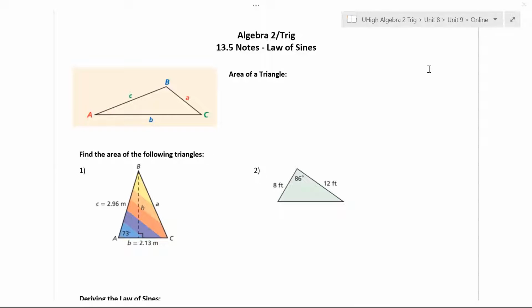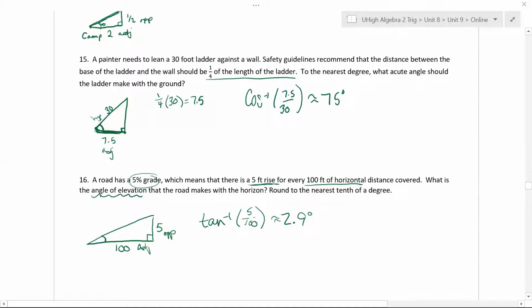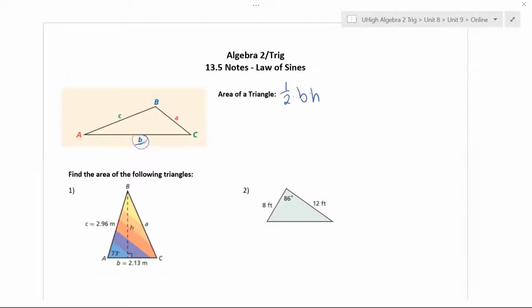Hopefully we all remember that the general form of area of a triangle is 1/2 the base times the height. So if I'm looking at this triangle off to the left, and I said I'll have my base just be B, what my height would be is the line from my opposite angle that is perpendicular to my base. So in this example, my height would be this line right here.